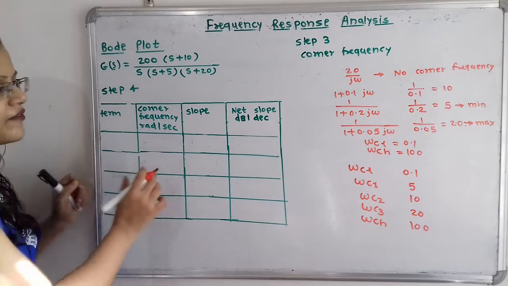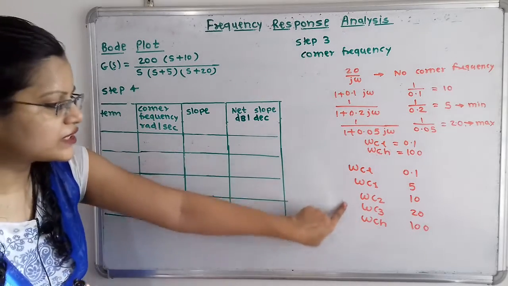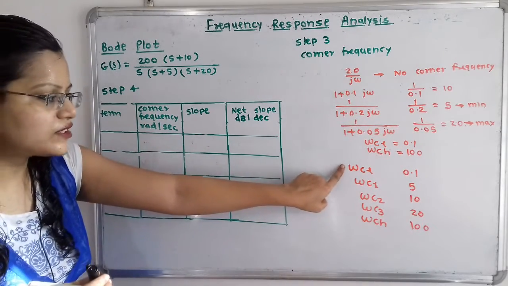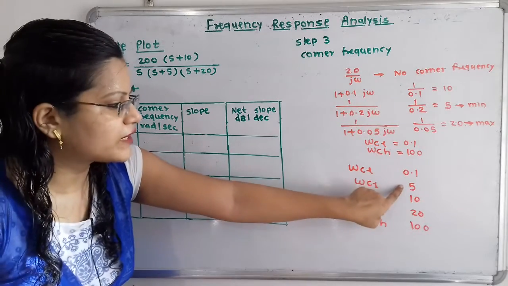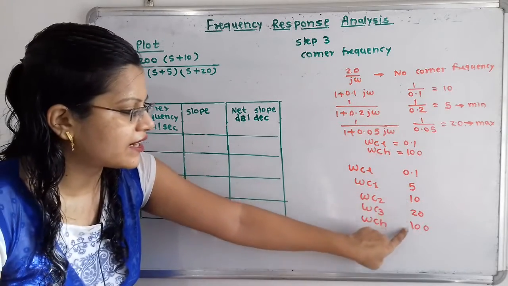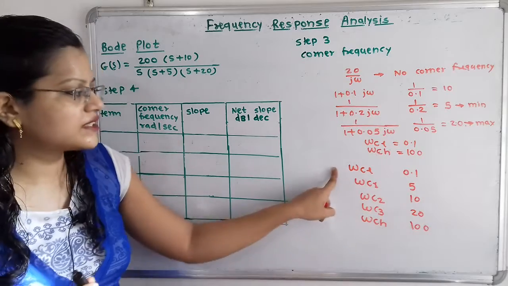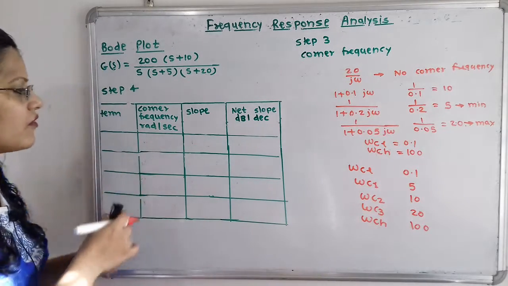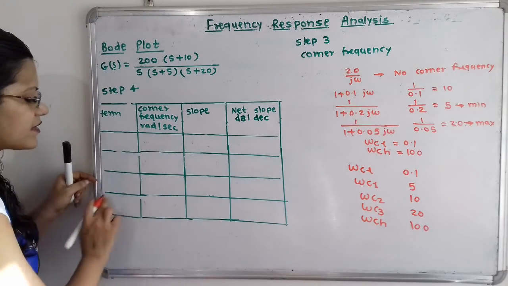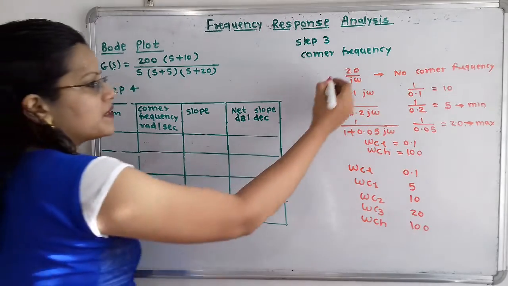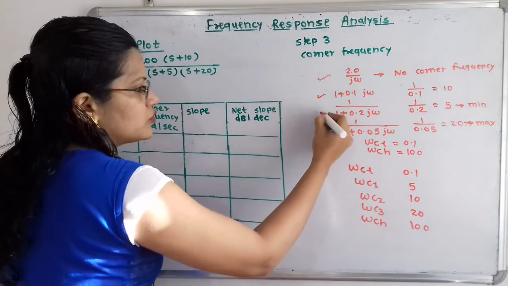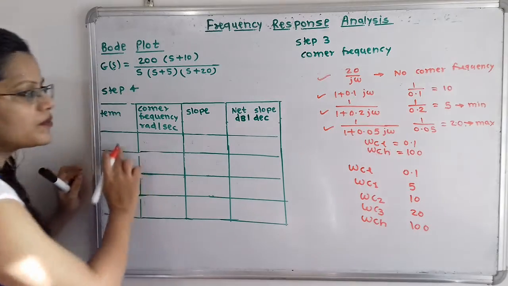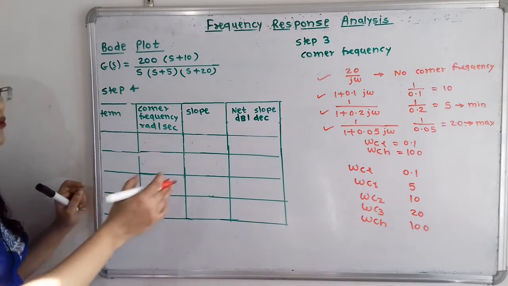For this corner frequency we have to follow this sequence, that is lowest corner frequency, then we have to take the higher number, then higher, and so on. So this is an important step. Now we will select here the number of terms. Out of these 4 terms, 1, 2, 3, 4, which term do we have to take first?